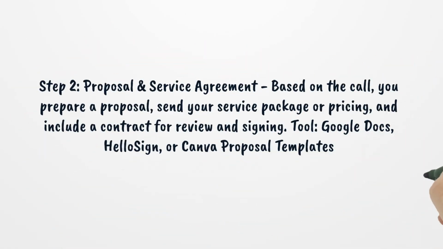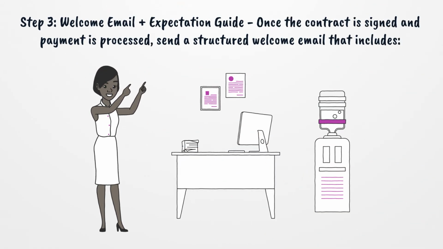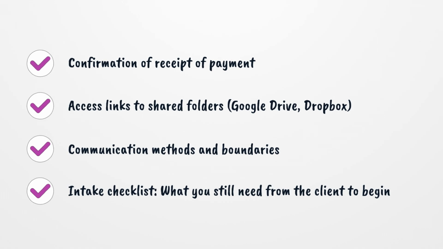Step 2: Proposal and service agreement. Based on the call, you prepare a proposal, send your service package or pricing, and include a contract for review and signing. Tool: Google Docs, HelloSign, or Canva proposal templates. Step 3: Welcome email plus expectation guide. Once the contract is signed and payment is processed, send a structured welcome email that includes confirmation of receipt of payment, access links to shared folders, Google Drive, Dropbox, communication methods and boundaries, intake checklist, and what you still need from the client to begin.